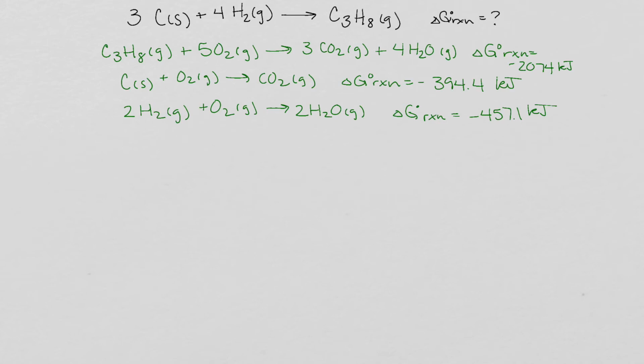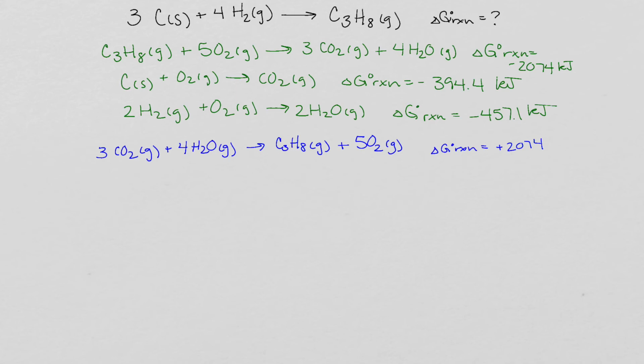So since we know that this has propane as a reactant and we want propane to be on the product side, let's start by reversing that one. So I'm going to put my summation ones in blue down here so that you can follow how they're different. So I'm going to go 3 CO2 plus 4 water, well, 4 water vapor, going to C3H8 plus oxygen. And the delta G for that is now positive 2074 kilojoules.